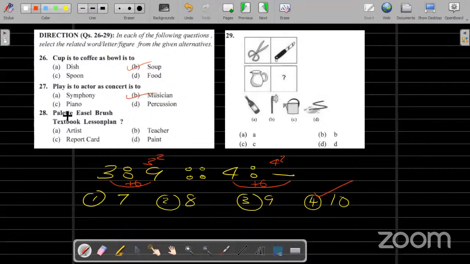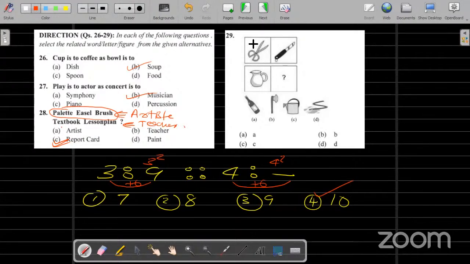Now, palette, easel, and brush are things that an artist uses, whereas textbook, lesson plan, and report card are things that a teacher uses. So the answer will be report card. These are the things that an artist uses. Textbook, lesson plan, and report card are the things that a teacher uses. So the answer is report card.